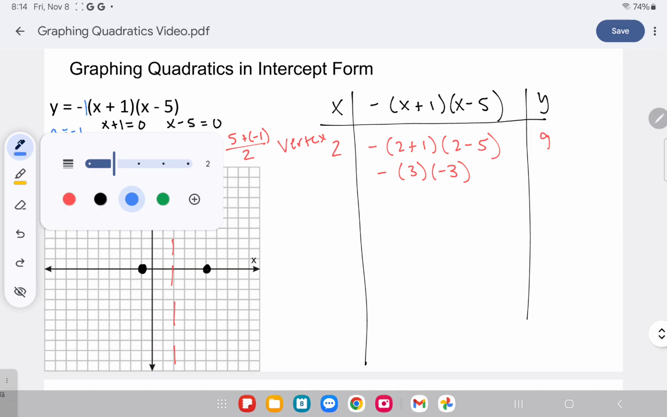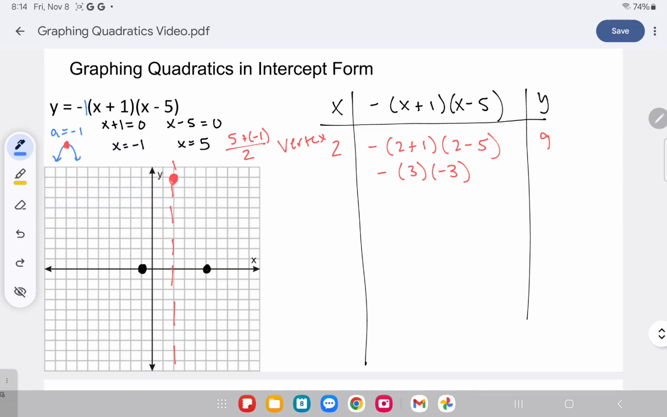So now I'm going to plug in any point. Because my axis of symmetry was 2, I'm going to plug in 1. So -1 plus 1 times 1 minus 5, or -2 times -4, which is 8. So I have the point (1, 8) on my graph, which means when I reflect that, I also have the point (3, 8) on my graph. That's 5 points and enough to graph our parabola.